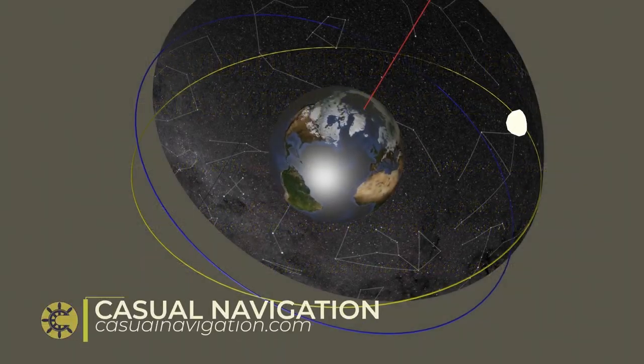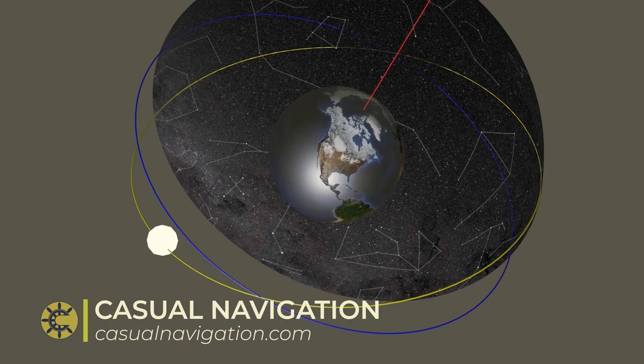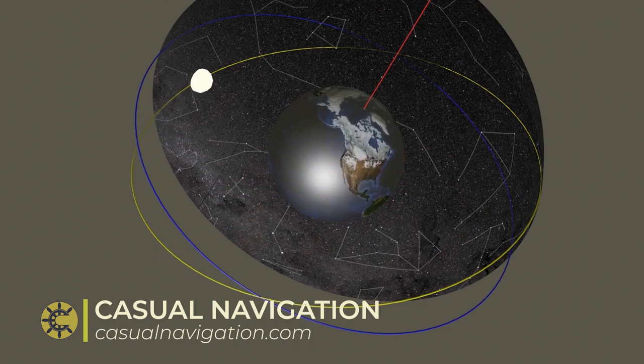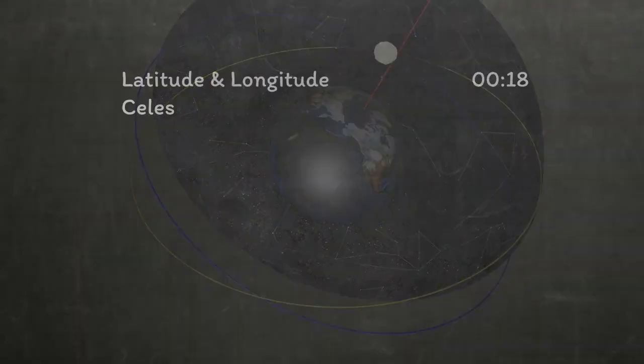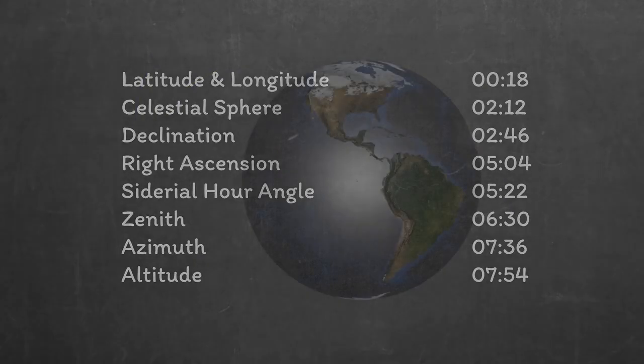Today we're going to focus on the celestial sphere and look at how it's used to reference the position of celestial objects for navigation. We're going to cover a lot, so I'm going to leave timestamps in the description below if there are specific points that you're looking for.